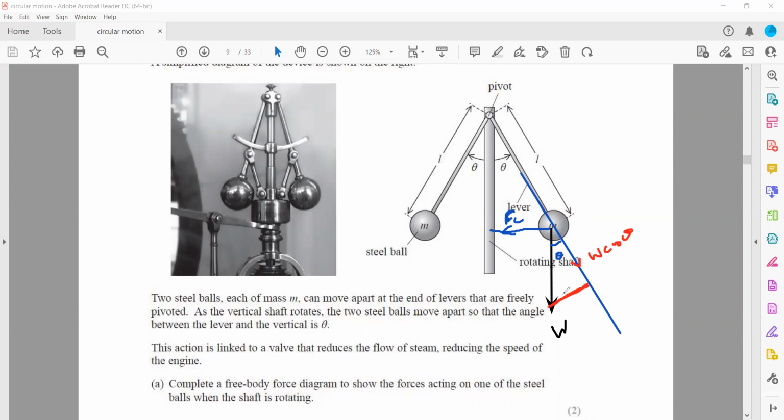And the component of the weight which is against the angle is W sine theta. So W sine theta is responsible for centripetal force, or in place of centripetal force, we can say W sine theta. So FC, the centripetal force, is equal to W sine theta. And what about theta? Theta is this angle.